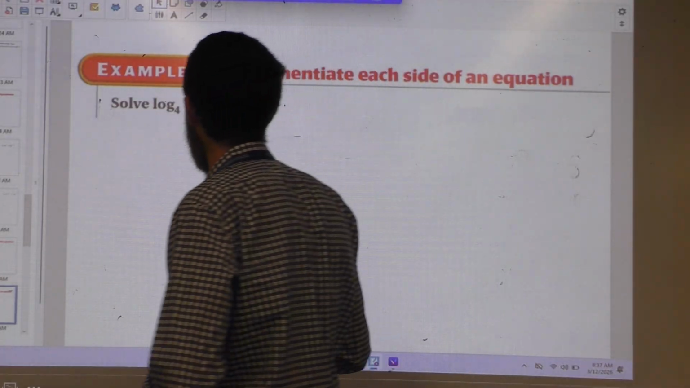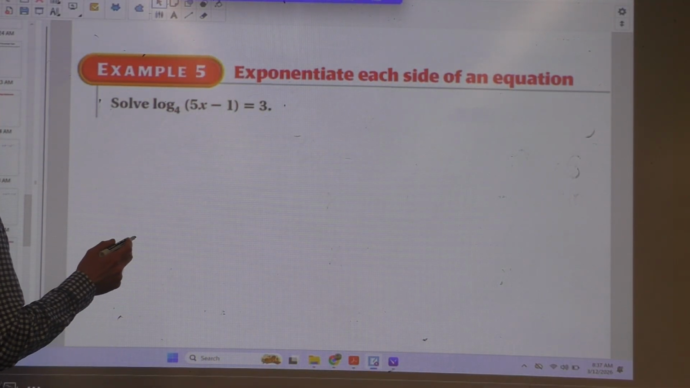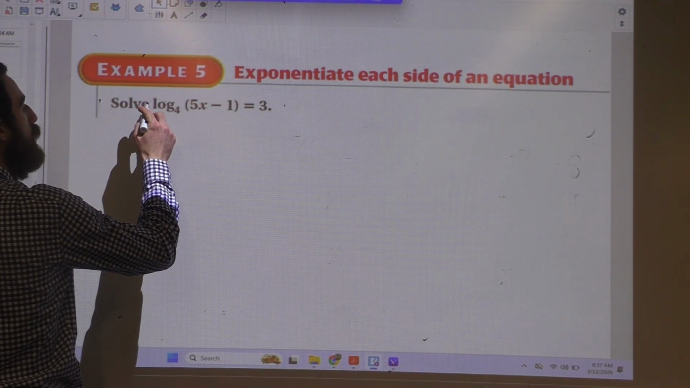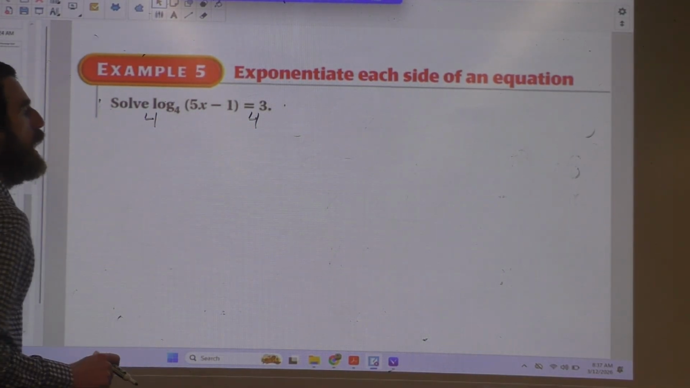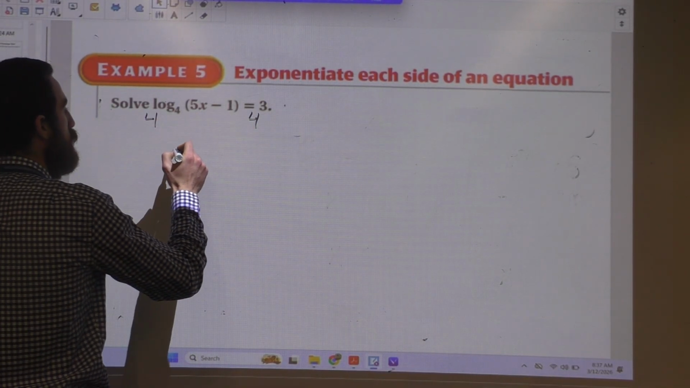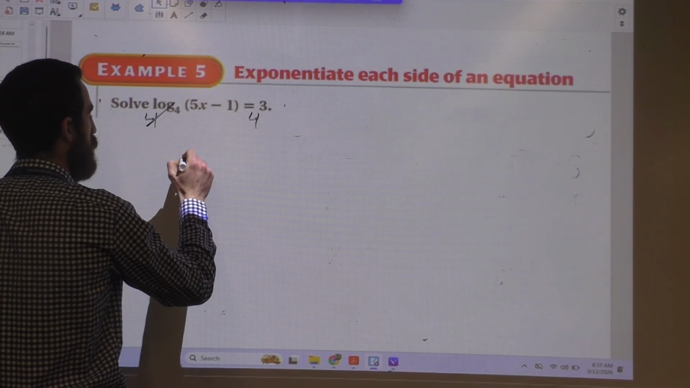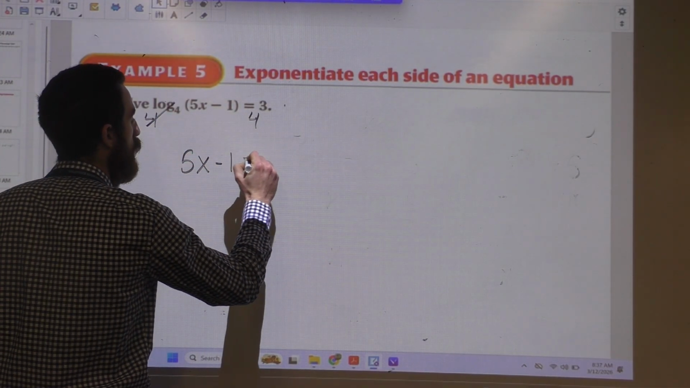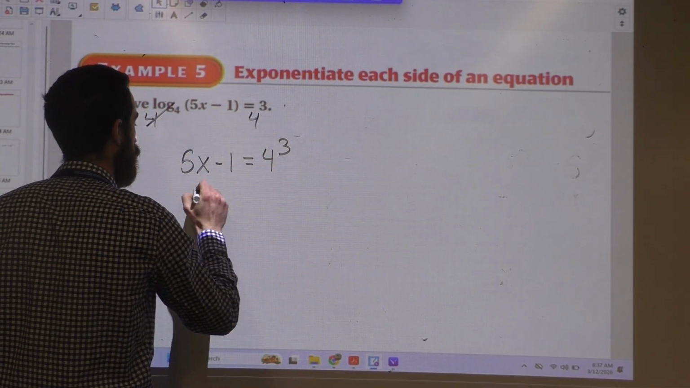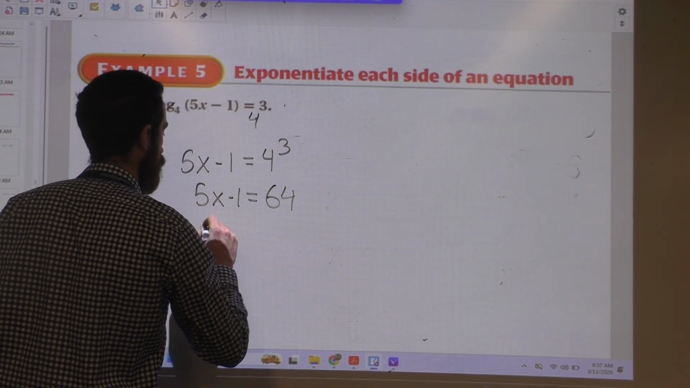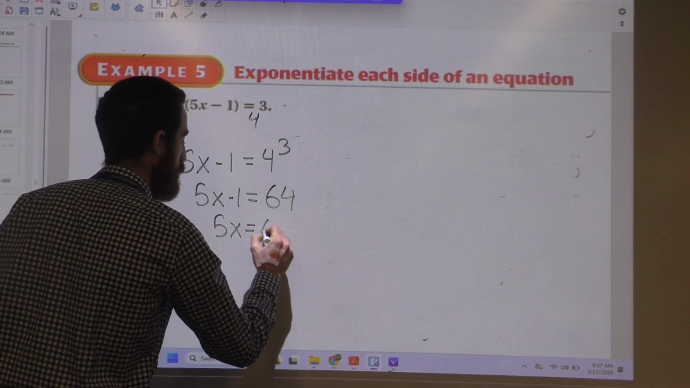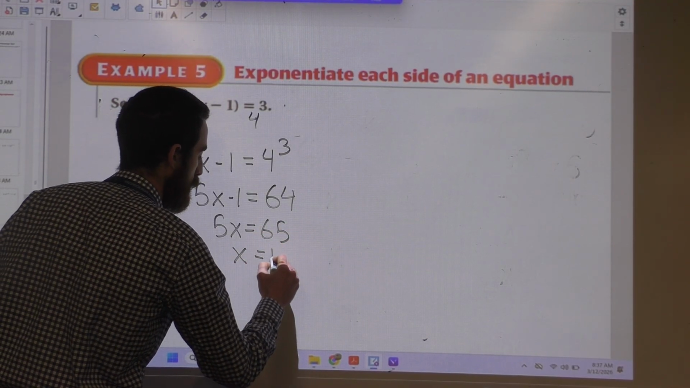All right, now I don't have a log on both sides, so I can't necessarily use that, so that's why I brought that up. To cancel out the log, since I need to solve for x, I need to raise 4 to the power of both sides of this equation. So now that log and 4 cancel. I get 5x minus 1 equals 4 to the third. 5x minus 1 equals 64. 5x equals 65. x equals 13.